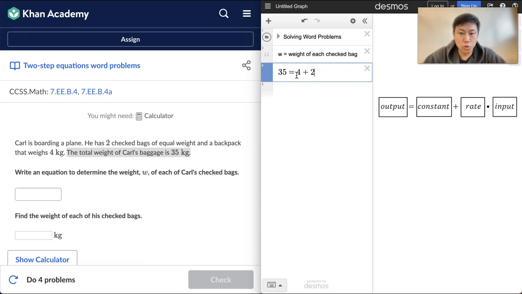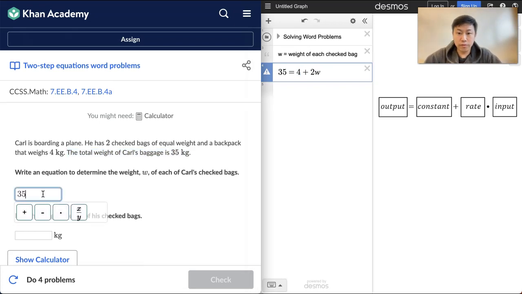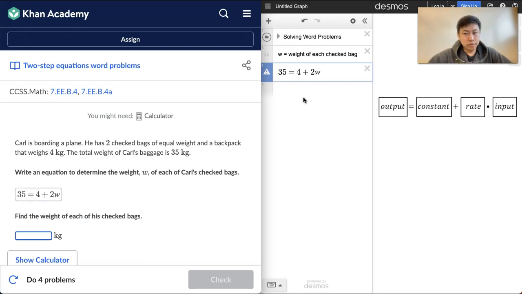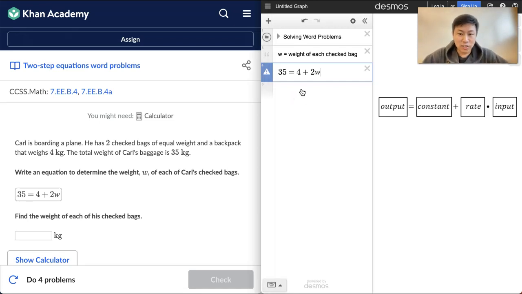And then there's 2 of his checked bags, right? We don't know how much one of them weighs, but we know they weigh equally. So 2 times the weight of one is the weight of both of them. We're trying to solve for the weight. And then we add the extra 4 because we know his backpack weighs that, right? So there should be our equation. Let's type it in. 35 equals 4 plus 2w. Okay, that's kind of, in my opinion, the harder part, creating these equations, making sure it matches the context. Now let's solve this sucker.